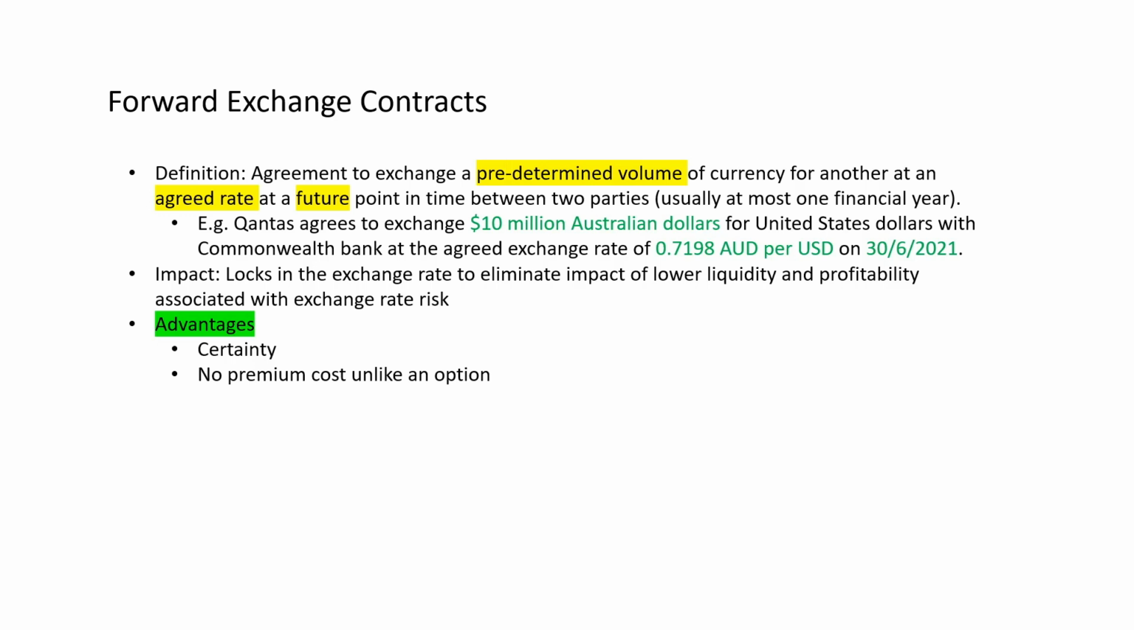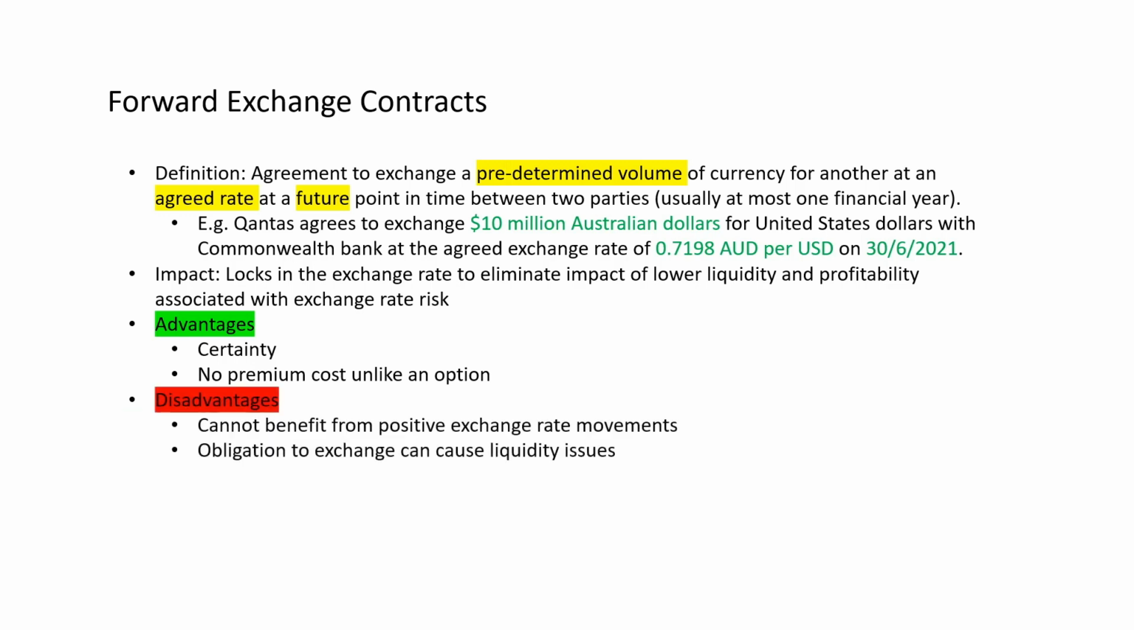Now, there are still some disadvantages with a forward exchange contract. One is that you cannot benefit from a positive exchange rate movement. So think back to the example we had earlier, where the Australian business was selling to the United States and generating revenues in the United States dollar, where it had to convert that USD revenue into Australian dollars in order to pay off its debt.